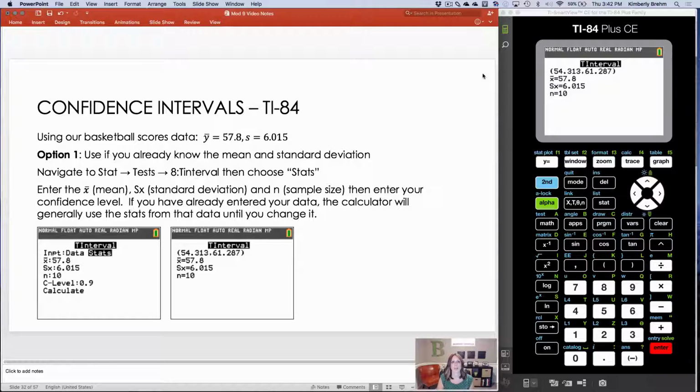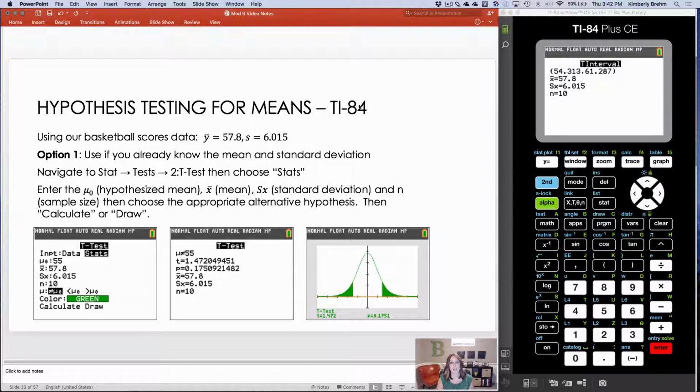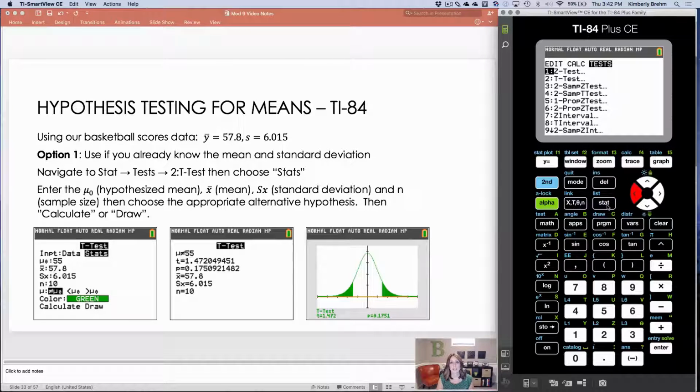I can do the exact same thing, but instead of an interval, I can do a test using those statistics. So I'm going to go to Stat and then Tests, and instead of 8, I'm going to choose 2, which is T-test. And again, I'm using stats, and notice that because I just did this, they have the same 57.8 and 6.015 that I included previously. What I need to do is put in the mean, what I'm expecting, of course. So that was whatever my null hypothesis was, which is 55.